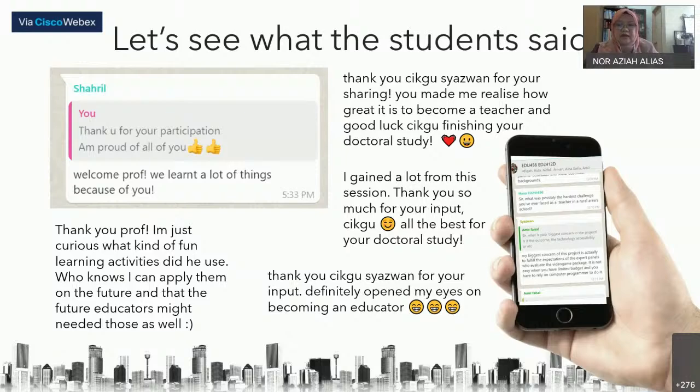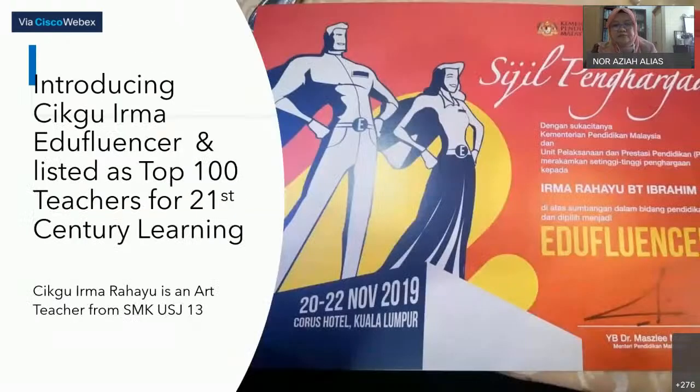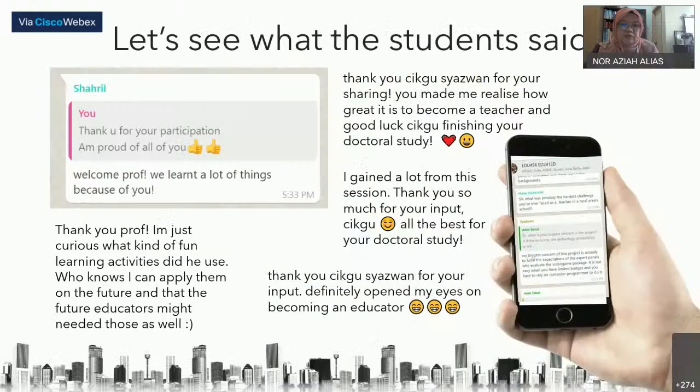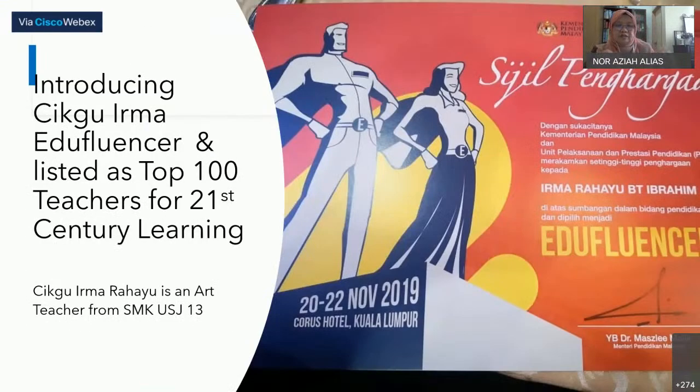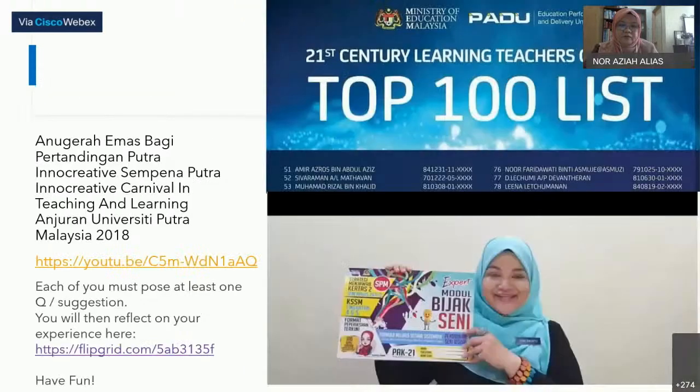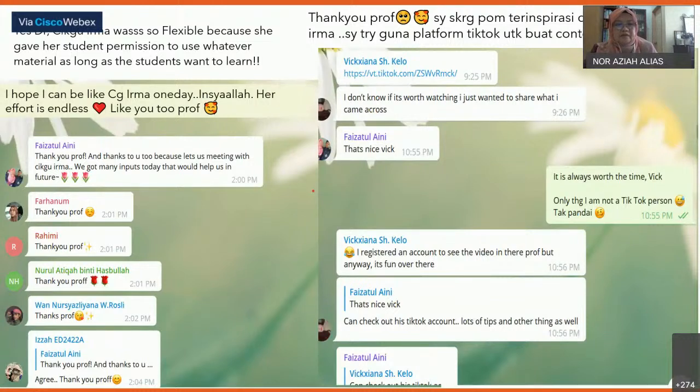So I think it's a simple packaging. When I did this again this semester, I'm teaching visual art students. So I brought in a visual art teacher from Subang Jaya. Remember, Chazwan was from Gua Musang, Kelantan, teaching orang asli, so he had limited technology in this case, but Irma is from USJ. So I did the same thing and introduced Irma. This time I asked the students to reflect on Flipgrid. The other one, they just reflected in WhatsApp. So I got basically the same response.